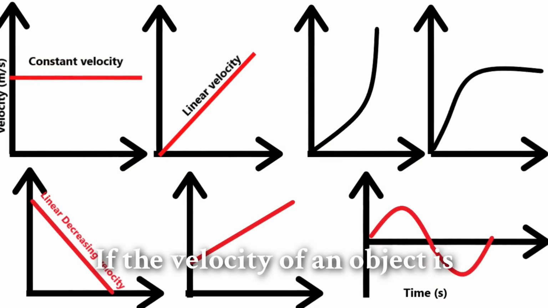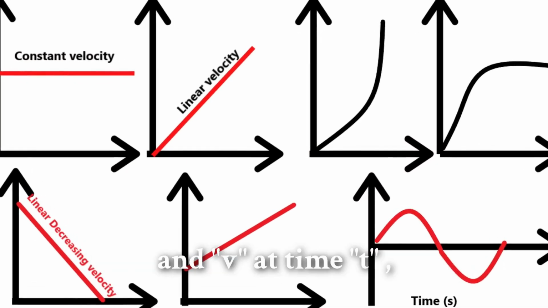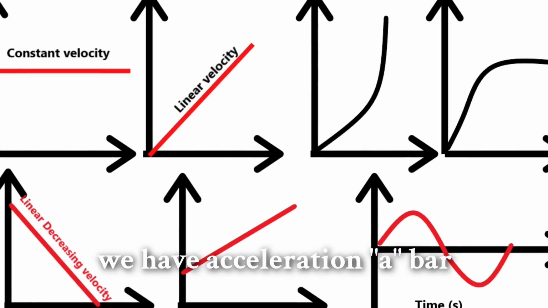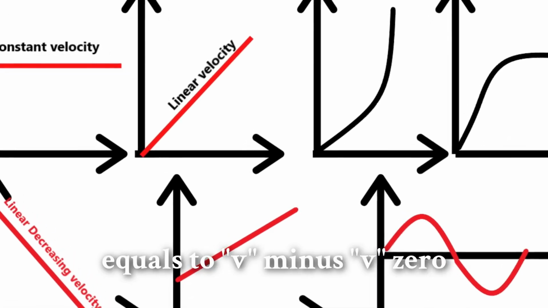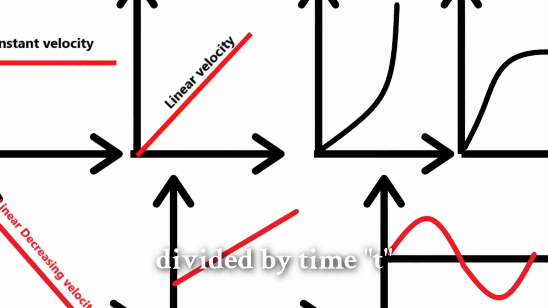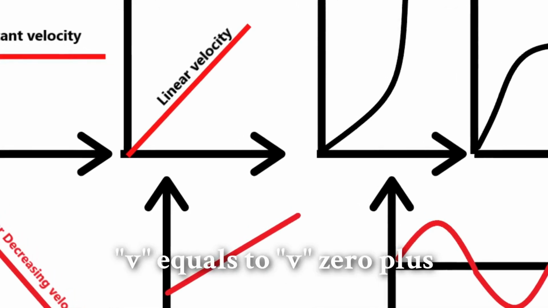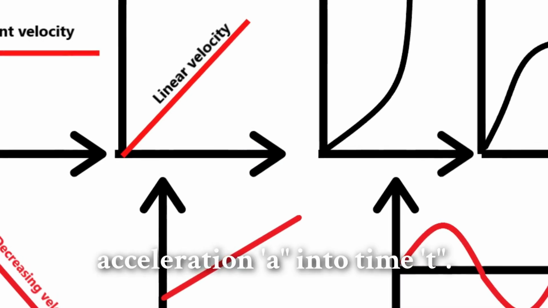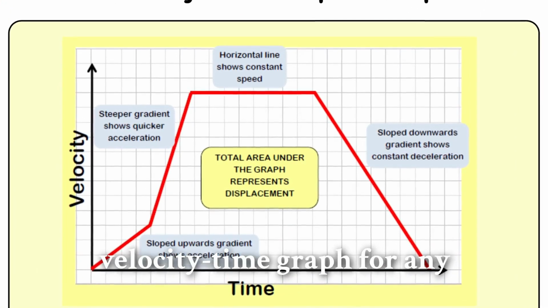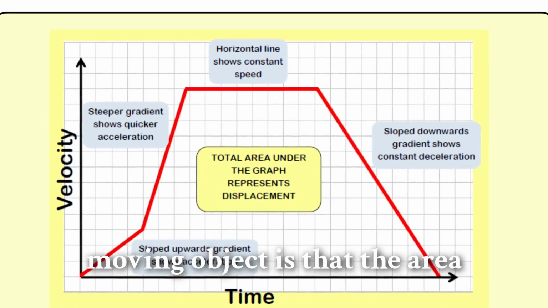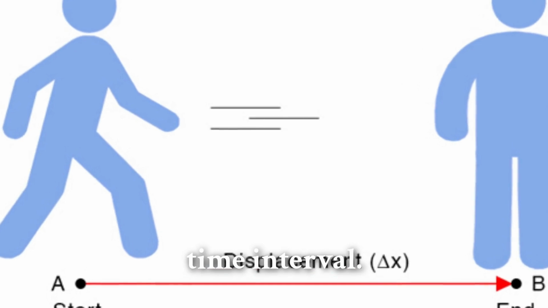If the velocity of an object is v0 at t equals 0, and v at time t, we have acceleration, a bar equals (v minus v0) divided by (t minus 0), or v equals v0 plus a t. An interesting feature of a velocity-time graph for any moving object is that the area under the curve represents the displacement over a given time interval.